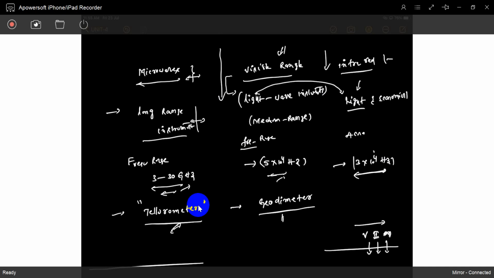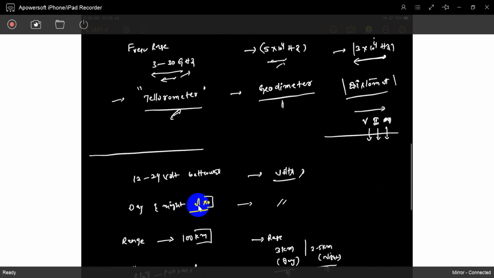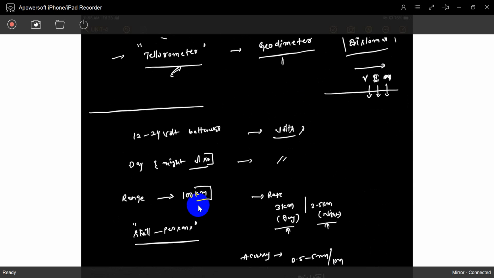So it is called a distomat. If you're using infrared rays, we call it a distomat. This is a geodometer, this is a telerometer. And also, it is medium range, long range, short range. It is a short range. So I will explain here.